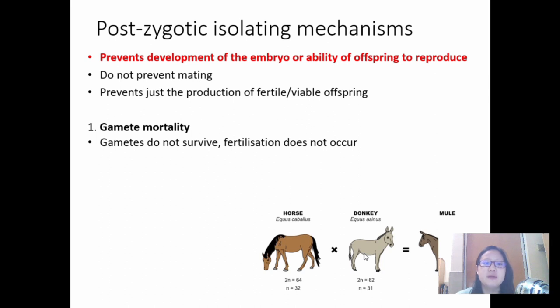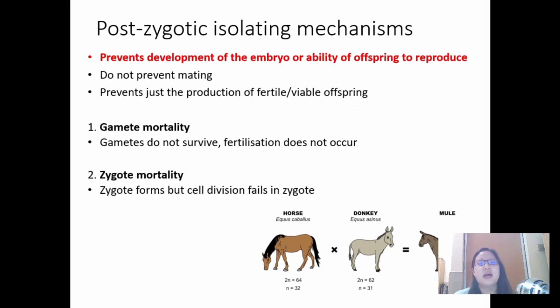Okay, number one, it could be gamete mortality. So gametes do not survive and fertilization does not occur. It means the two animals can mate, theoretically, the physical act of mating can happen, but no fertilization occurs. So gametes would die inside one or the other animal. Number two, zygote mortality. So the animals can mate, the gametes can fuse, but the zygote that forms doesn't develop, it fails at cell division and it dies. So that's some sort of miscarriage.